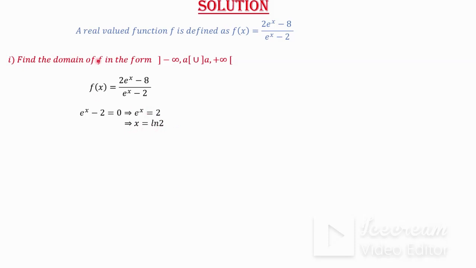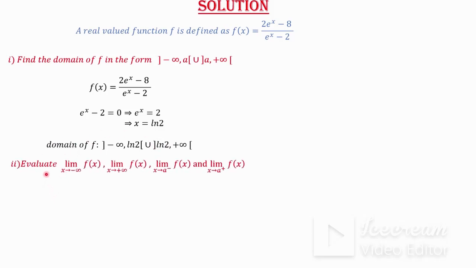We then conclude the domain of f. We write our domain where ln of 2 is not included in the set of real numbers. So we have to remove it from there, and that gives us the domain of definition of this function f of x. From which we conclude that the domain of f is negative infinity, ln of 2, union ln of 2, positive infinity. From here we can clearly conclude that the value of a is equal to ln 2.